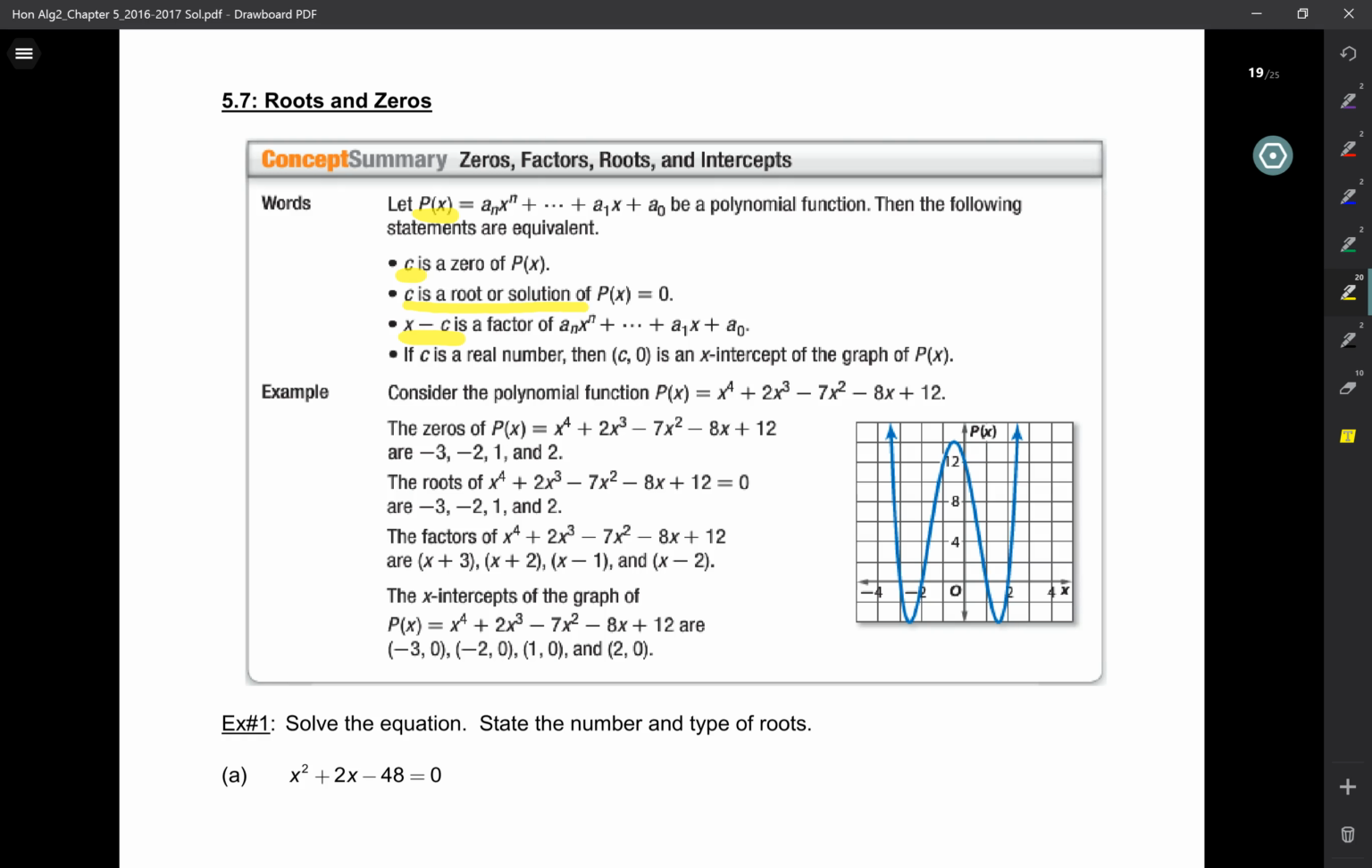All right? And similarly, we can also say that C comma 0 is an x-intercept. So this is how all of this is related. If C is a 0, it's also an x-intercept, it's a root, it's a solution. And X minus C is a factor of P.